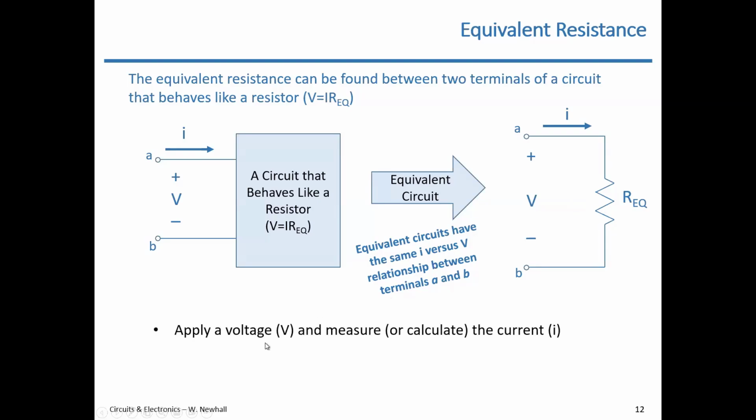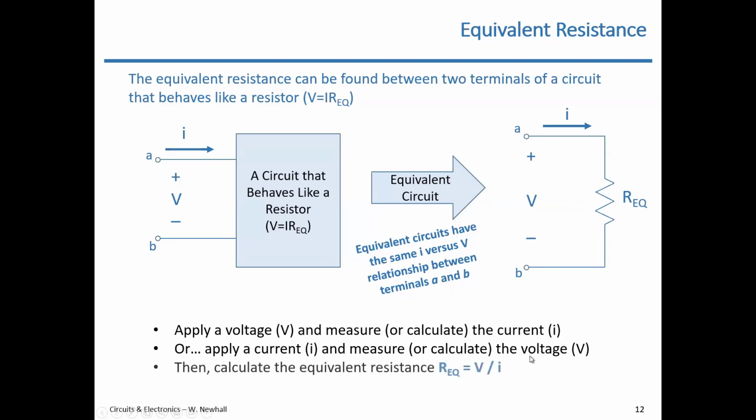So how do you do this? You can apply a voltage and measure or calculate the current. Or you can apply a current and measure or calculate the voltage. Then you have a V value and an I value, and either way you can calculate Req as V over I.